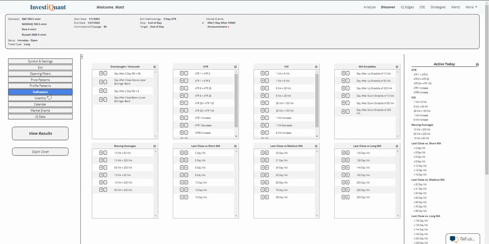Next thing I'm going to do is head over to the indicators library and put us in a similar market environment. This is a weaker market environment. We continue to close below the 10-day simple moving average and below the 200-day simple moving average. So I've selected both of those, and I've added the market event day after the FOMC announcement. Now I can click View Results.